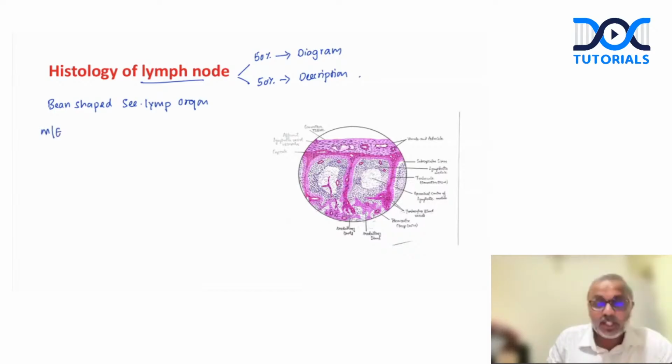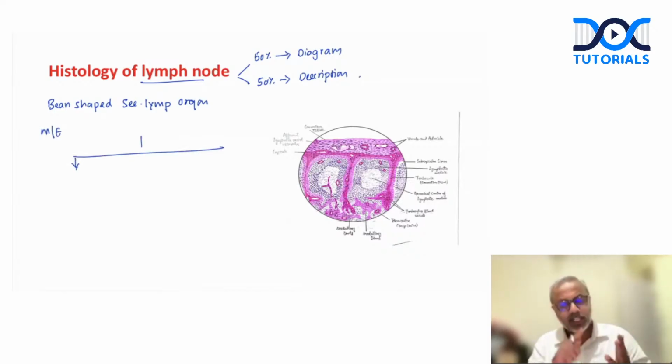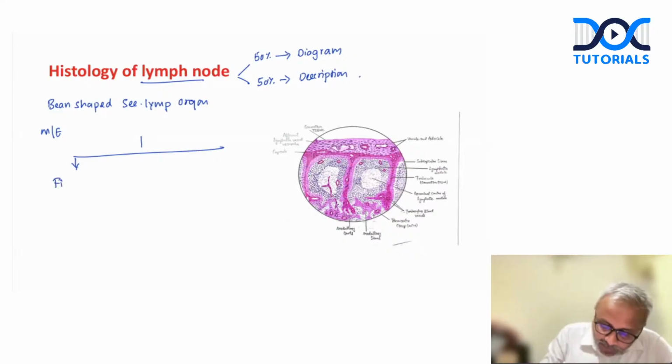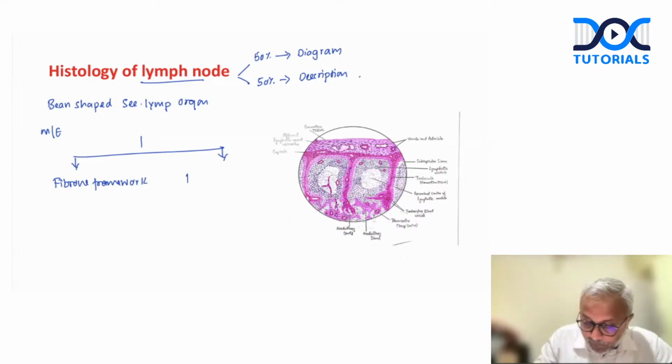In microscopic structure, how will you write it? Each lymphatic organ, let it be lymph node, let it be thymus, let it be spleen, all of these will follow a common architecture, which is it will have a fibrous framework. It will have a fibrous framework, then it will have a parenchyma.